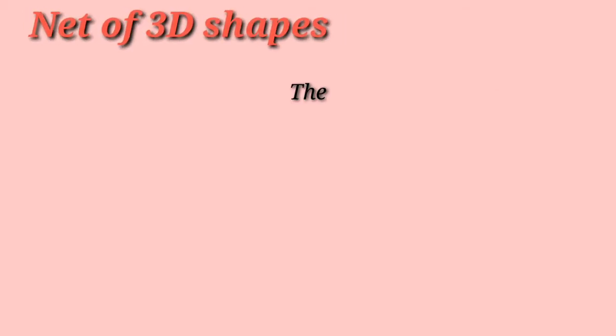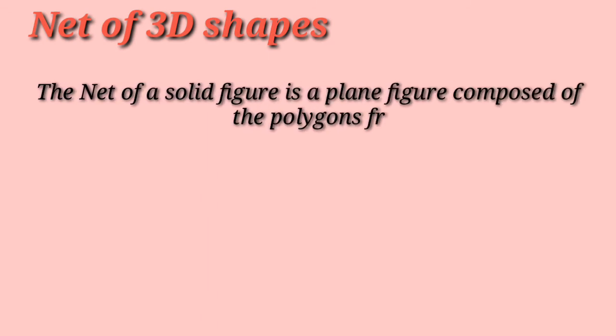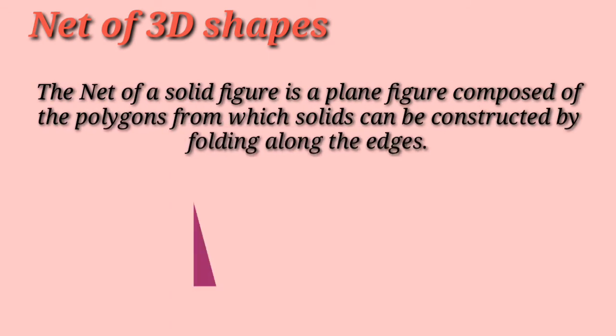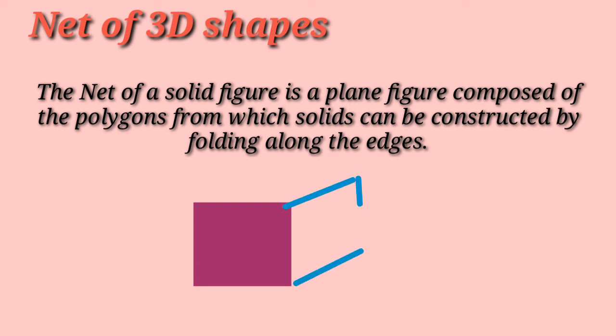Children, what do you mean by net of 3D shapes? The net of a solid figure is a plane figure composed of the polygons from which the solid can be constructed by folding along the edges. Let's see an example. Let's dissect this cube. Dissect means open the cube along its edges. And what will we get if we open it up?